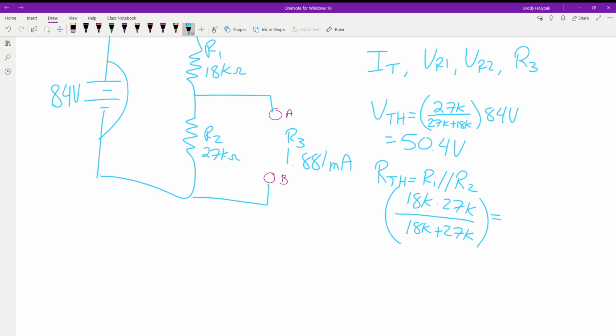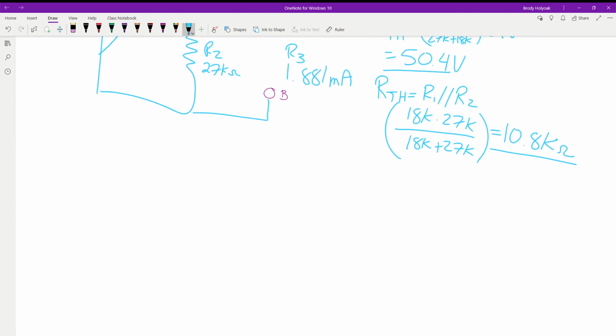Okay, then what's our... Two resistors, product over sum is just faster for me to type it in my calculator. All right, so we have these 2 values. Well, where do we go? Let's take it to the next step of Thevenizing.